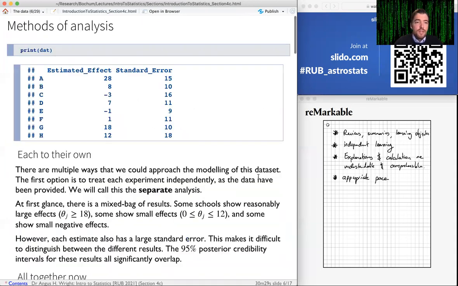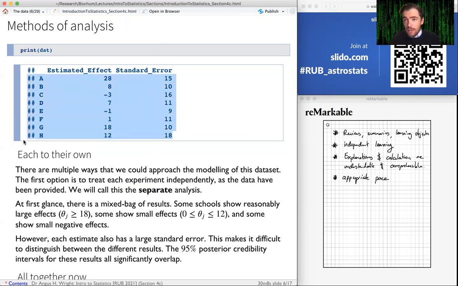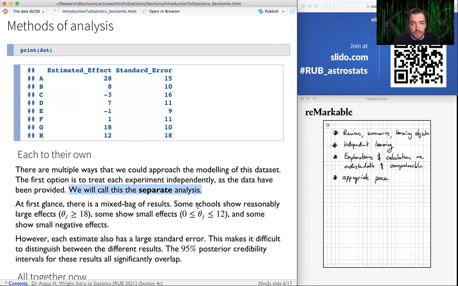Now, the thing that we're interested in is asking the question, does the coaching help? There's a whole bunch of ways that we can go about this. The first and most simple way is to analyze each of these schools, each of these results, as if they were totally independent. So we have completely independent values of theta_j for each of the schools. That is to say that the coaching effect depends on which program you're working in, so one school's program can be way, way better than another school's program.